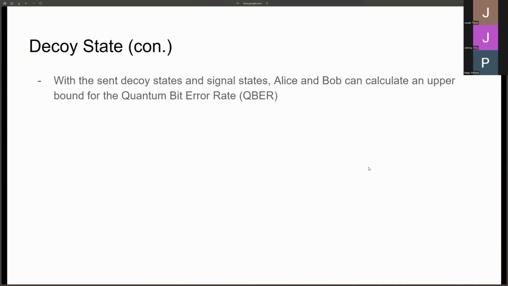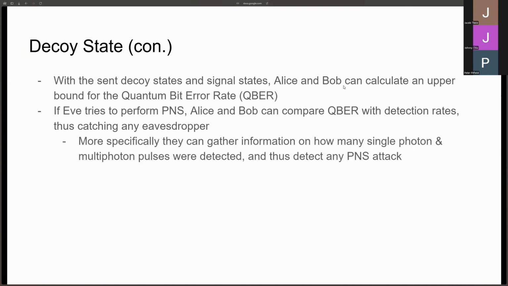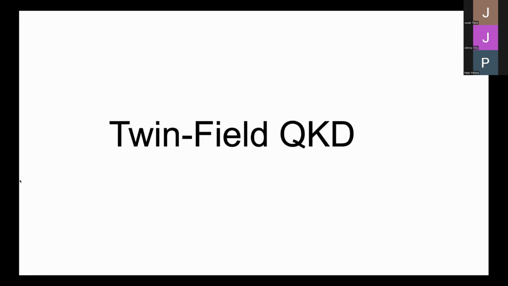With the sent decoy states and the signal states, Alice and Bob can calculate an upper bound for the quantum bit error rate. If Eve tries to perform a photon splitting attack, Alice and Bob can compare their error rates with the detection rates, thus catching any eavesdropper. More specifically, they can gather information on how many single photon and multi-photon pulses were detected, and thus detect any photon splitting attacks.